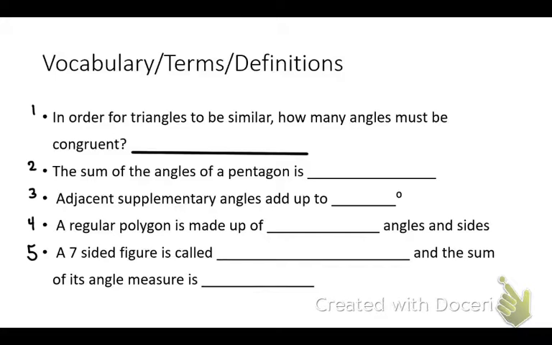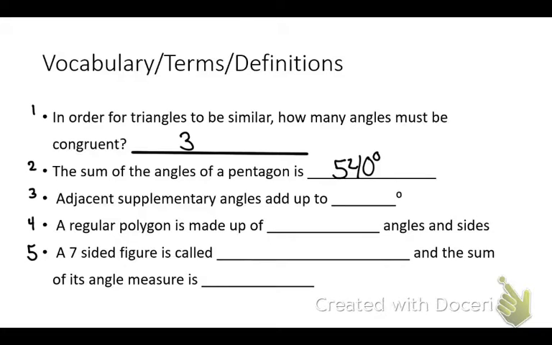All right, let's go ahead and answer these 5 questions. In order for triangles to be similar, how many angles have to be congruent? All of them, all 3. Okay, the sum of the angles of a pentagon?